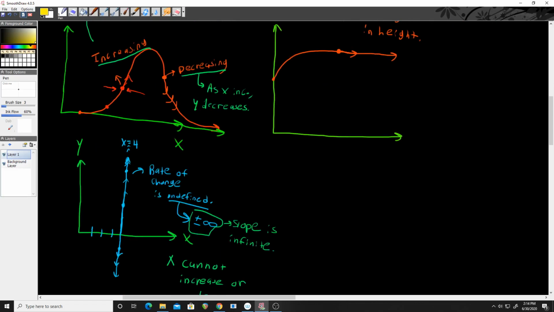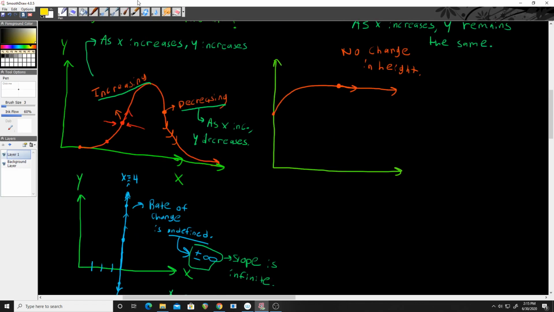So as x increases, y increases. What we can do is get a little more mathematical. We can say as x increases, that means delta x, which is x2 minus x1, is positive. If you have 2 points that are pretty close together like this, x2 is to the right of x1. So this is the x2 and this is the x1. That's what we mean by delta x is positive.